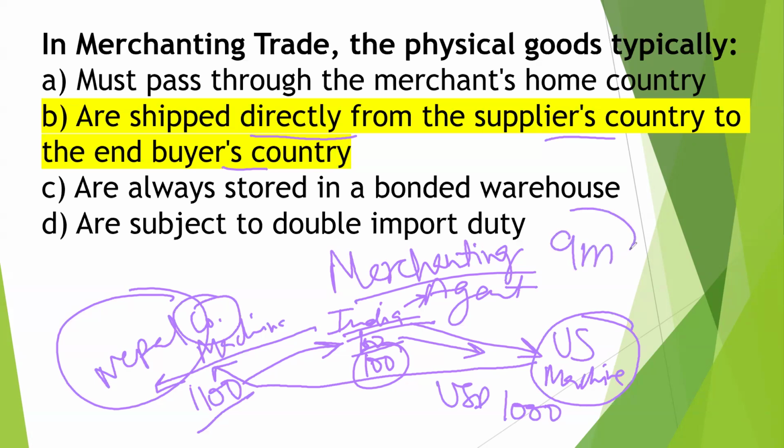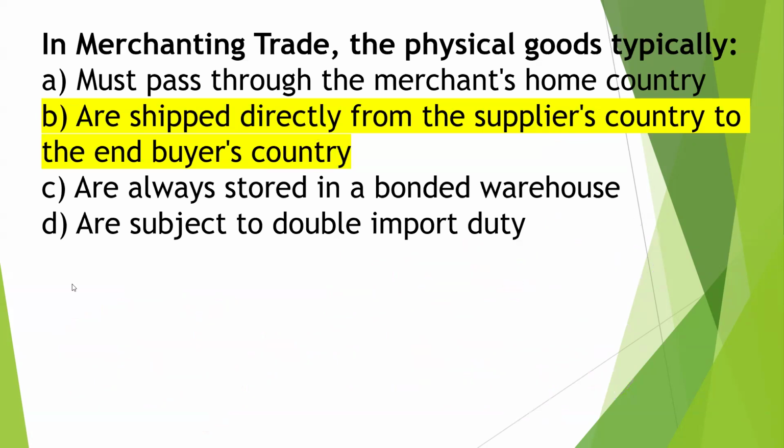Okay, so what is the guideline? It should be completed in 9 months. Within 9 months, both legs should be completed. So this is called merchanting trade.